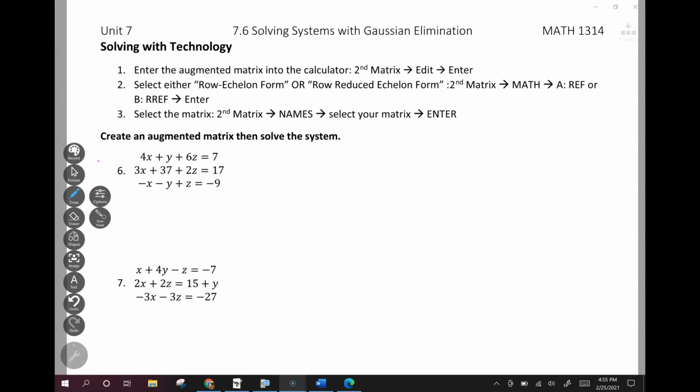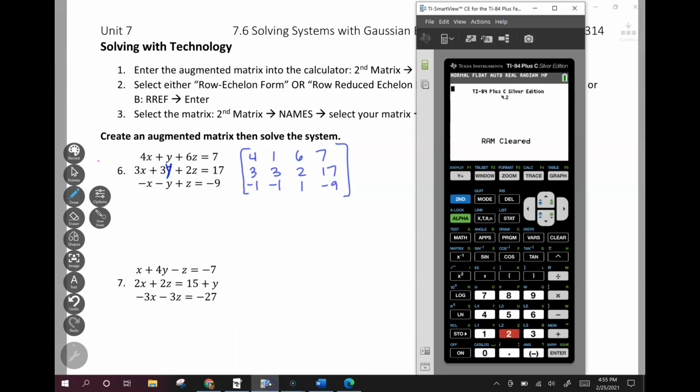First, you want to create an augmented matrix. So taking your coefficients 4, 1, 6, 7, 3. This is a typo. This 7 was supposed to be a y, so hopefully I fixed that on your notes. That should be a y there. So just 3 to 17. Negative 1, negative 1, 1, negative 9. Okay, so we've got our augmented matrix. Now we're going to enter that into the calculator.